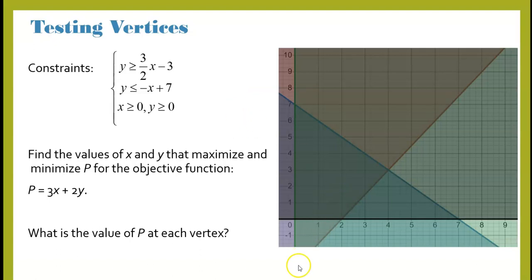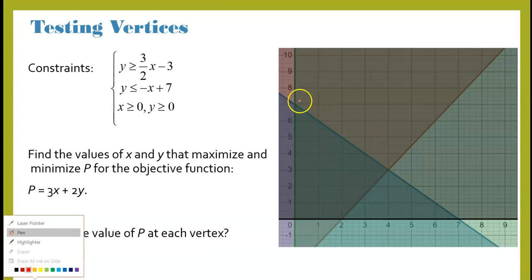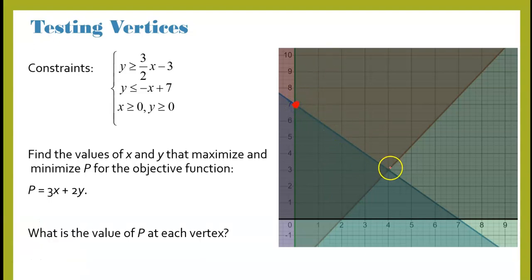We've got y is greater than or equal to 3/2 x plus 3, which you see with this reddish line, everything shaded above that. Y is less than or equal to negative x plus 7 is everything below this greenish shaded line. X is greater than or equal to 0 is everything to the right of the y-axis, and y is greater than or equal to 0 is everything above the x-axis. And so the overlap of all of those, and I'm going to go ahead and color it in here to make it a little bit more obvious for us, the overlap of all of those constraints is this region right here.